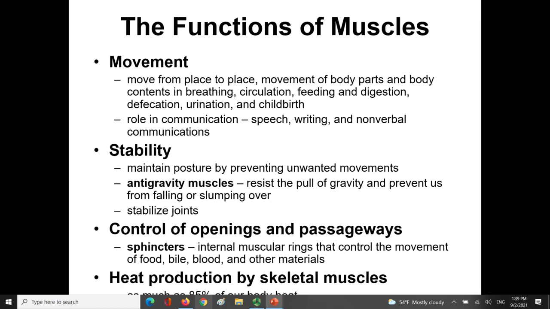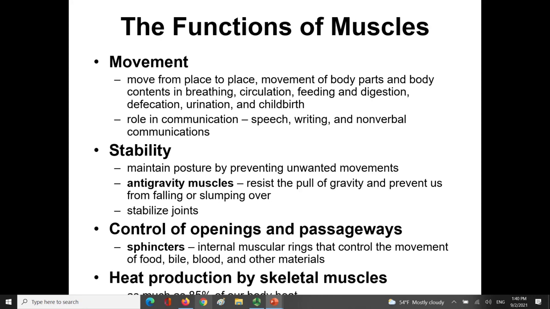Muscles have several functions. One of them is movement. They move us from place to place. They also aid us in breathing and our circulation, and eating and digestion, defecation, urination, and childbirth. They play a role in communication, right? Our mouth moves and allows us to speak or to write. Our hands move. And they also play a role in nonverbal communications, because sometimes we make faces or we have body gestures that convey how we're feeling.